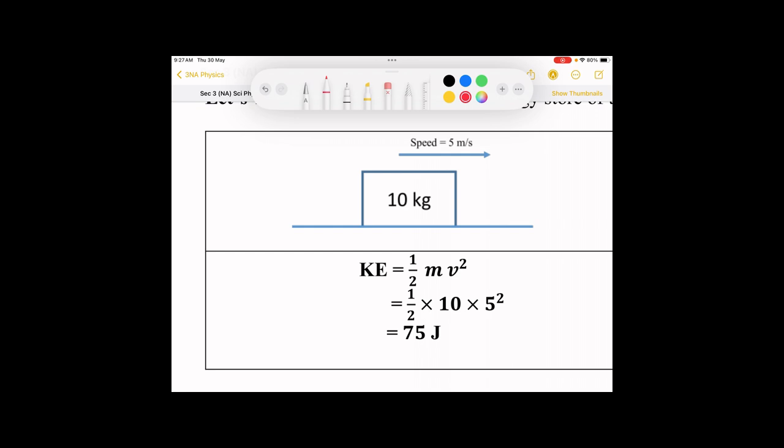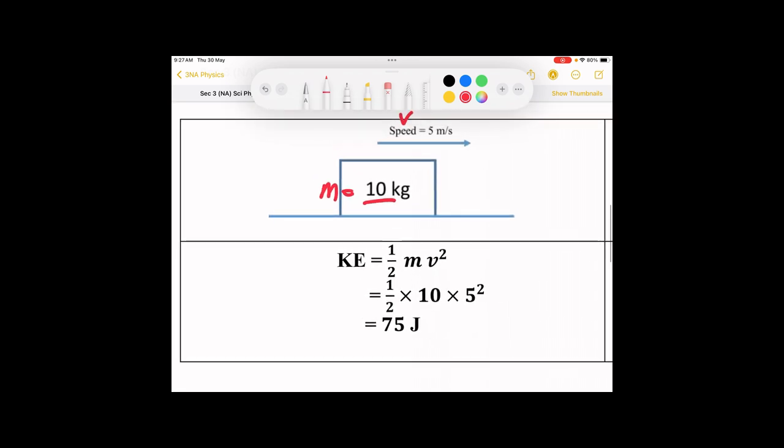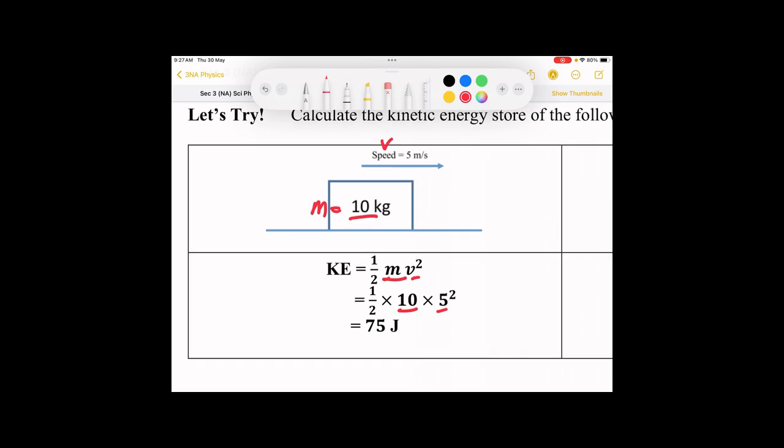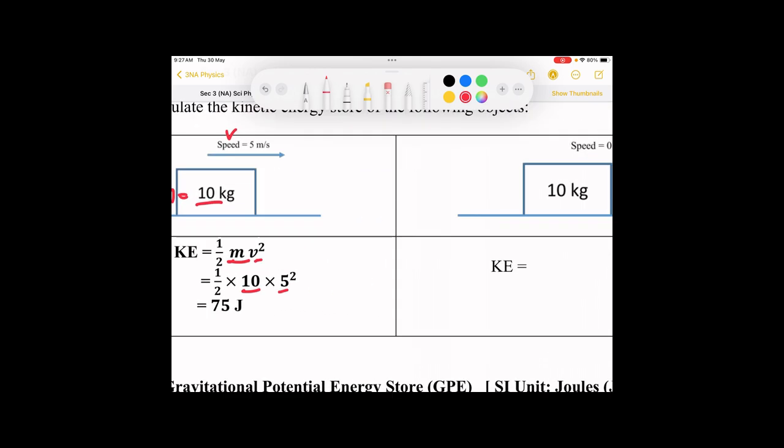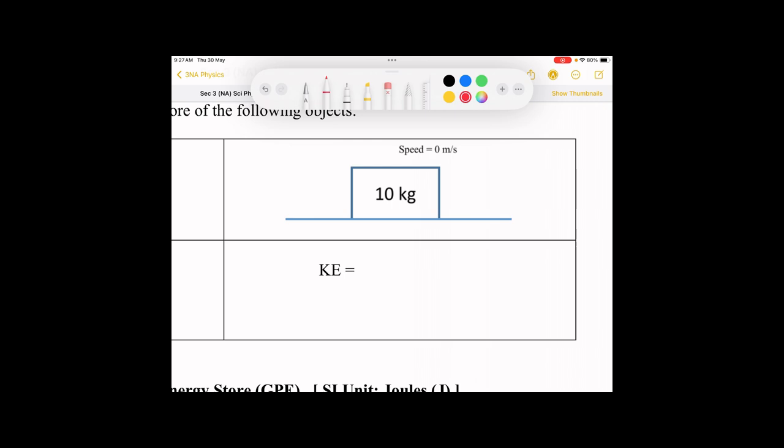If I have an object of mass 10 kg, this is the mass, and you have the speed v of 5 meters per second, calculate the amount of energy in the kinetic store. So KE is half mv squared. We sub in the numbers. m is 10, v is 5, and then press your calculator. It's that simple.